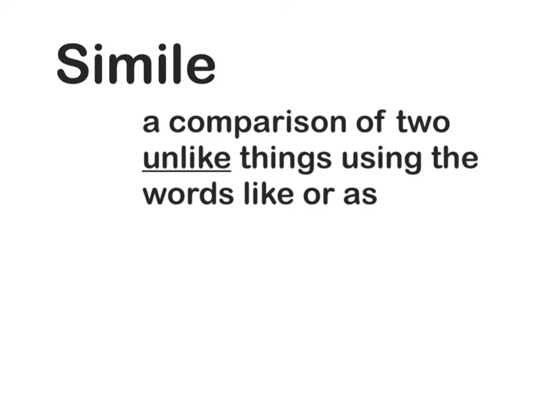Okay, the first example is simile. It's a comparison of 2 unlike things using the words like or as. When you write this in your foldable, please make sure you underline the word unlike. That's very important to know, that they're 2 unlike things being compared. Otherwise, it's not a simile. And you also have to have the words like or as.